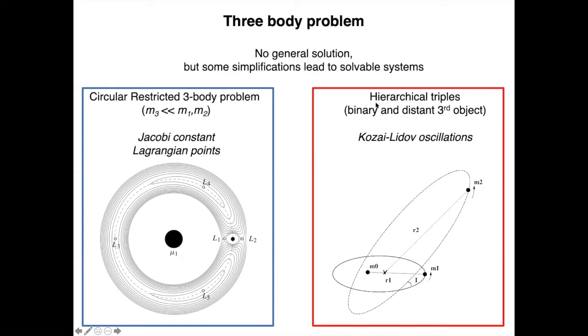And the second problem would be the problem of the hierarchical triples. Hierarchical means that you can separate it into two binaries. You have an inner binary, and then you have a distant third object that is in orbit around this inner binary. So essentially, you split the three-body problem into two binaries. That's called the hierarchical triple. And one of the interesting effects that is happening here are Kozai-Lidov oscillations. Kozai-Lidov oscillations have become one of the most studied problems in all of astrophysics, since they have a lot of applications for exoplanets.